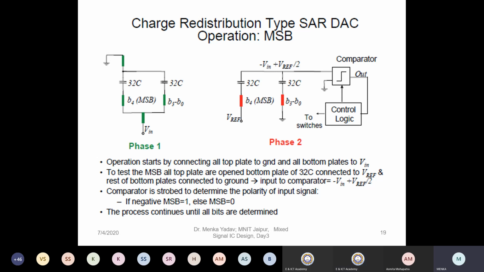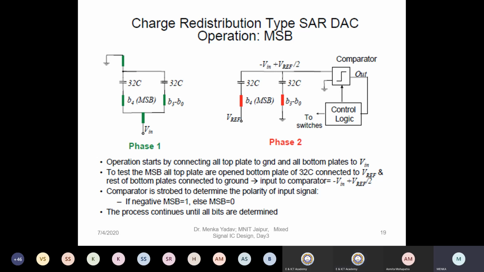So if I just want to find out my MSB, what I am going to do is remove V in now, and then you just connect V reference to the MSB bit, which is 32C. V reference should be connected to 32C, and all other capacitors, B0 to B3, which were equal to 32C in total, will be connected to ground, correct?